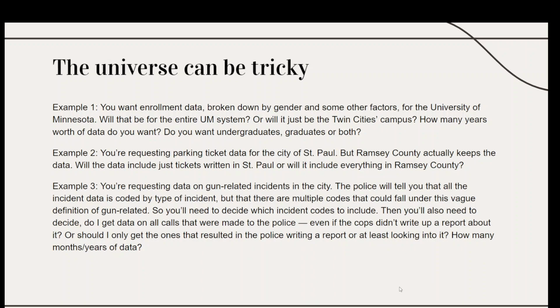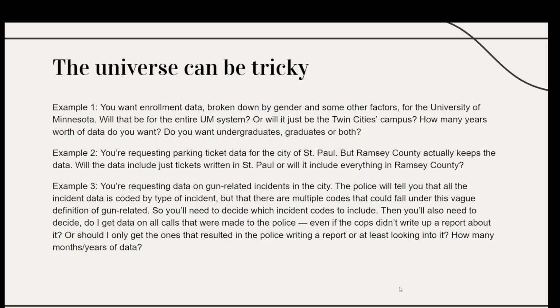This is one that I only figured out after talking with the agency ahead of time. I thought it'd be really simple to ask for data on gun-related incidents in the city. Well, it's not that simple. There are various codes that they use to identify different types of crimes, and how they define gun-related incidents includes a whole host of codes.